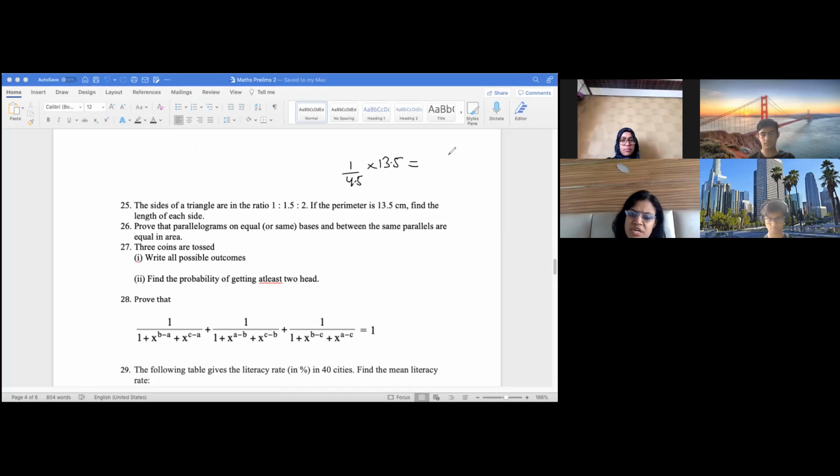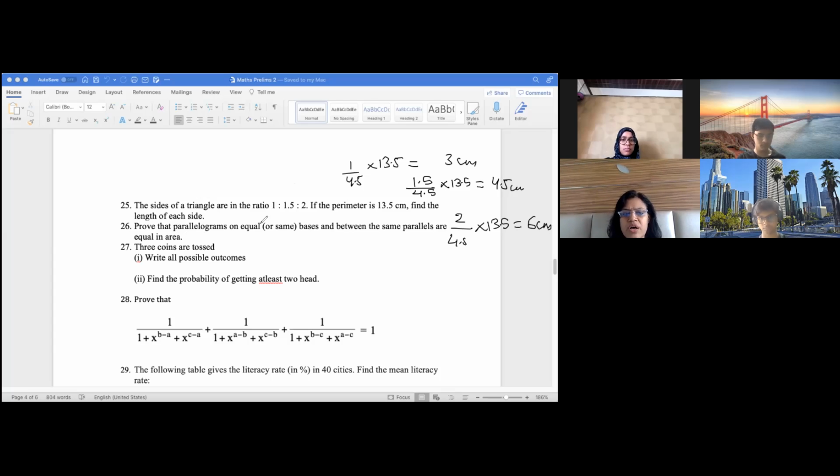Okay, this is your first answer. 3 centimeter will come. The second becomes 1.5 upon 4.5 into 13.5. Okay, right? 1.5 out of total into total. So this is how much we are getting, 4.5 centimeter. And the last one is 2 upon 4.5 into 13.5. The answer is 6 centimeter. So 3, 4.5 and 6 centimeter will come in a 2 marks question.